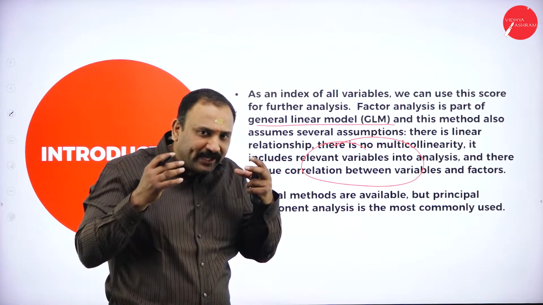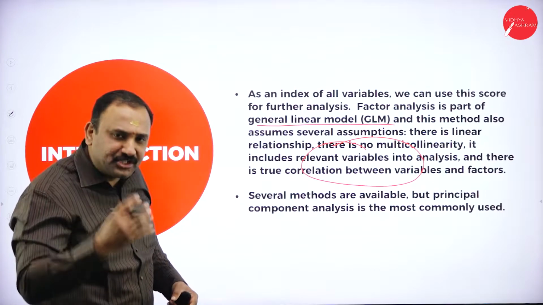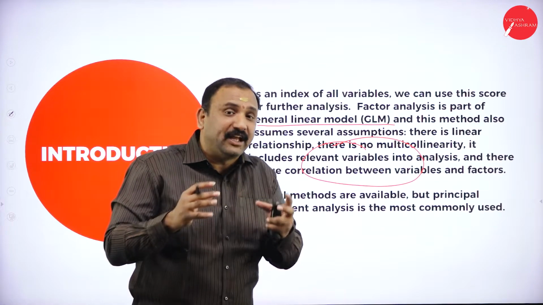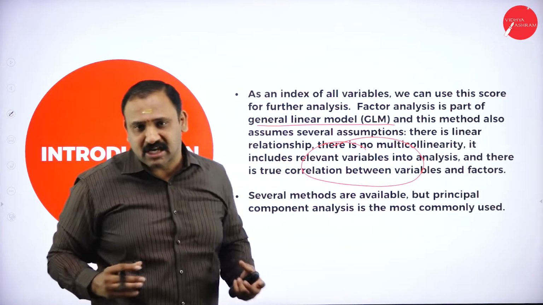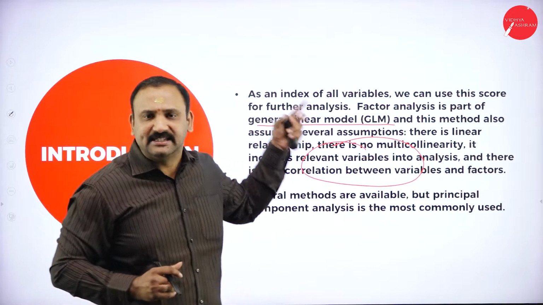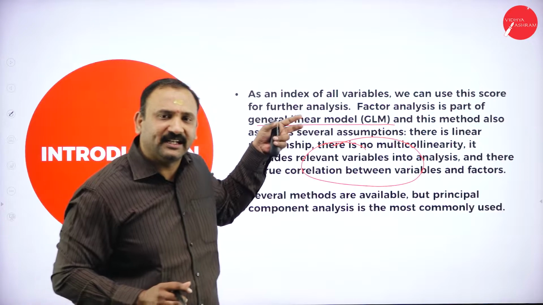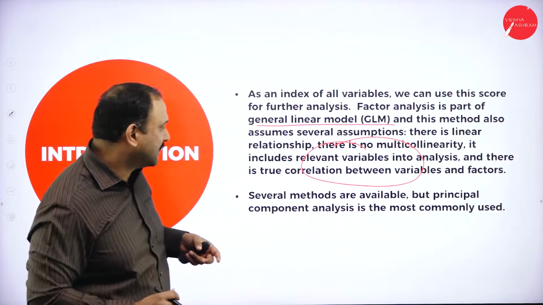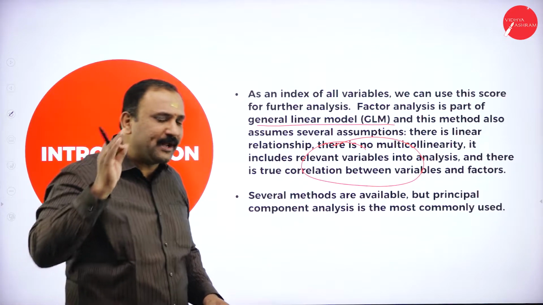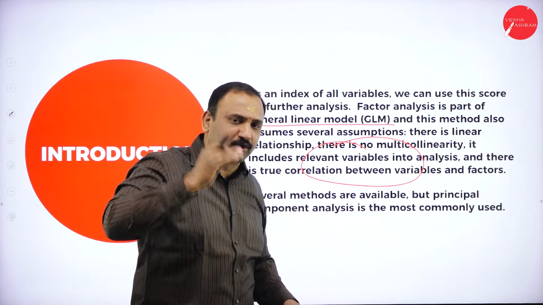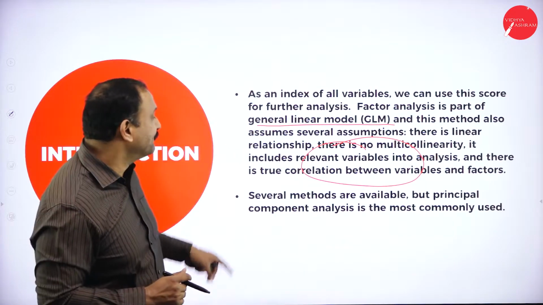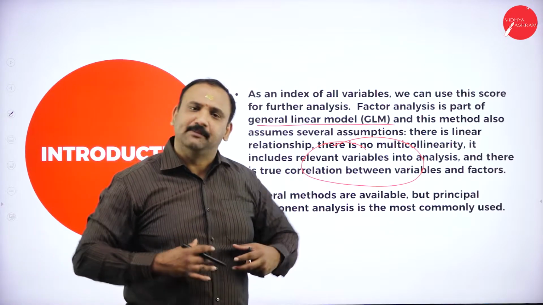So when we are doing research, we are going to assume things and proceed in that manner. There is no multi-collinearity, so multiple factors are not going to come into it. It includes relevant variables in the analysis. Yes, it has been understood that there are a lot of variables and analysis factors coming in, and there is a true correlation between the variables and factors. So when I'm talking about a variable factor and correlation factor, yes, there is a relationship that exists between them. Now, there are several methods available, no doubt about it.